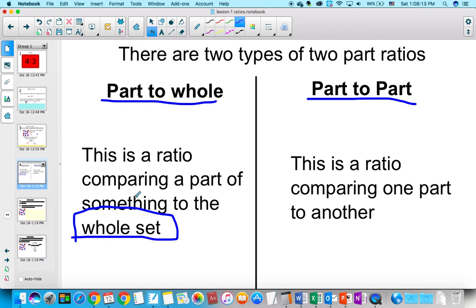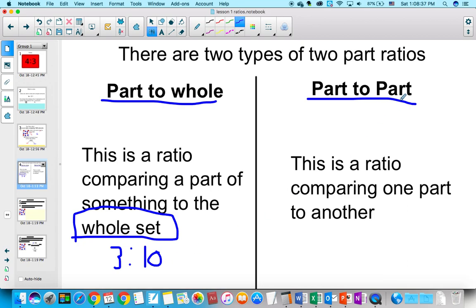So if I were to do a quick example off the top of my head, I have 10 marbles in total, and 3 of them are blue. 10 marbles in total, 3 of them are blue. So the ratio I would write in comparison would be 3 to 10, right? The part is the 3, it's 3 blue ones, and 10 is the total.